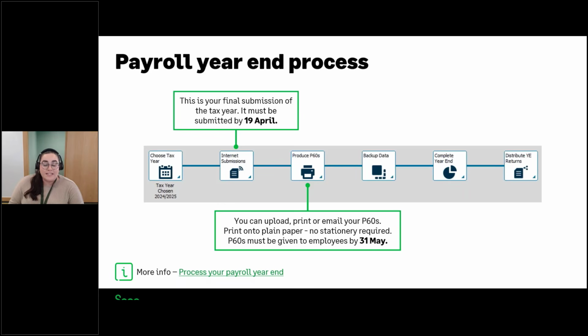And then last but not least is the step to distribute the year-end returns. So this basically just brings up a window with a reminder of those deadlines that I mentioned a bit earlier. And yeah, a little congratulations message to say that you've completed year-end. So they're the 6 steps that I'm going to be demonstrating. But before we look at these in the program, I just want to go back to the P60s and talk about those different options.